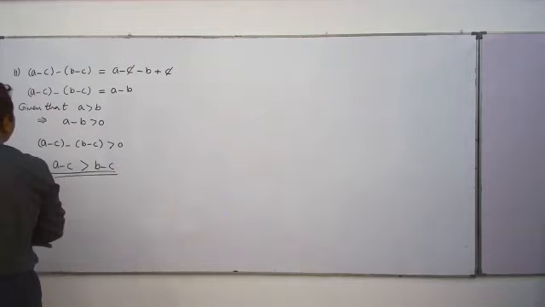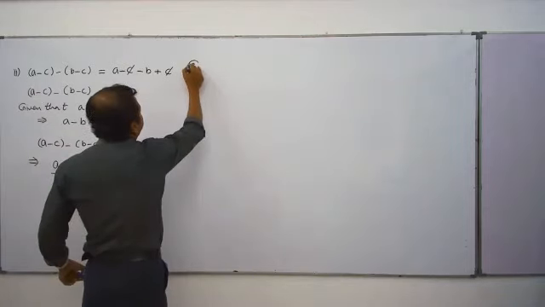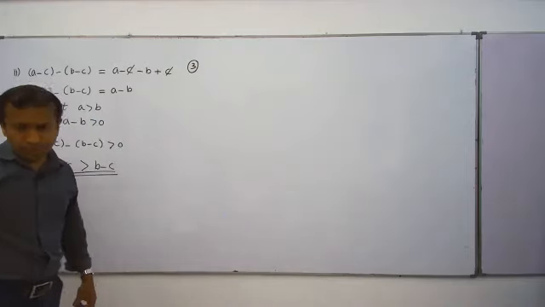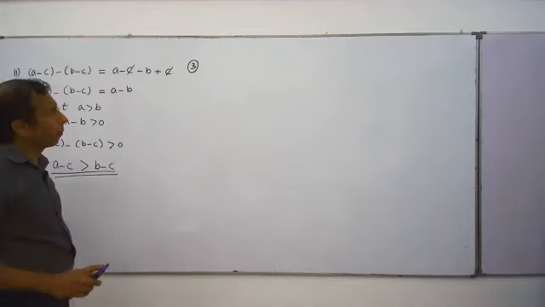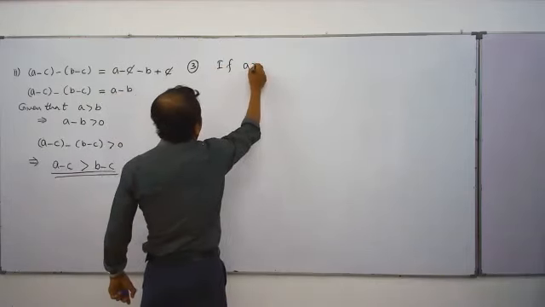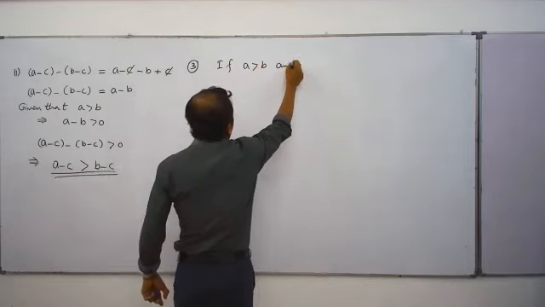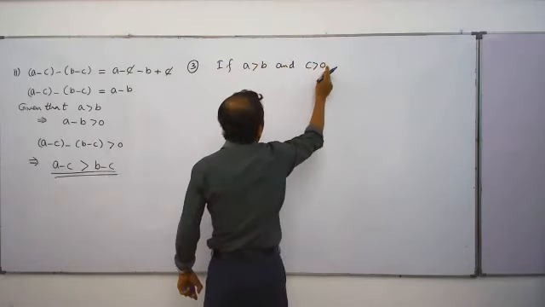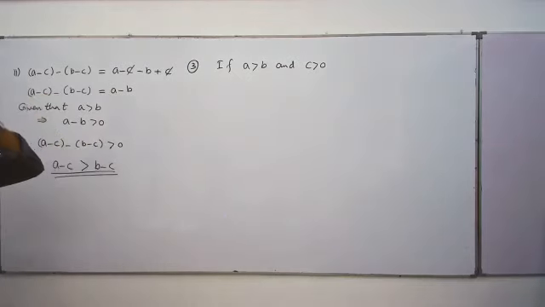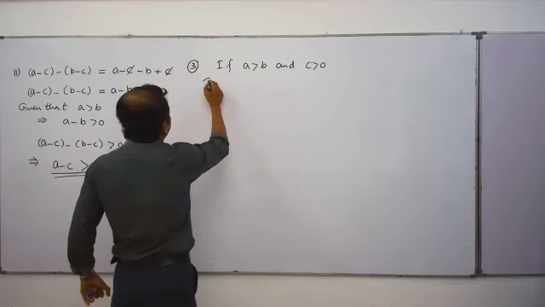Number 3. Third one is this. If A greater than B and C greater than 0. C greater than 0 means C is positive. Then we can write two things.